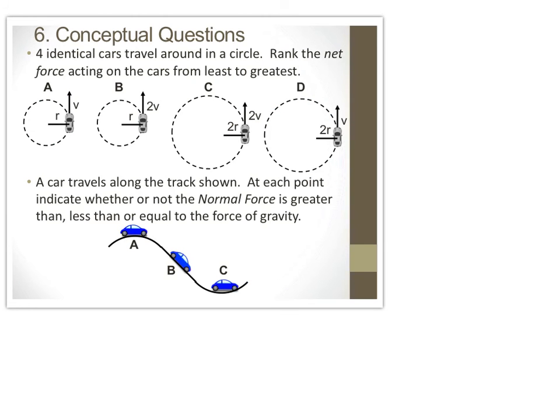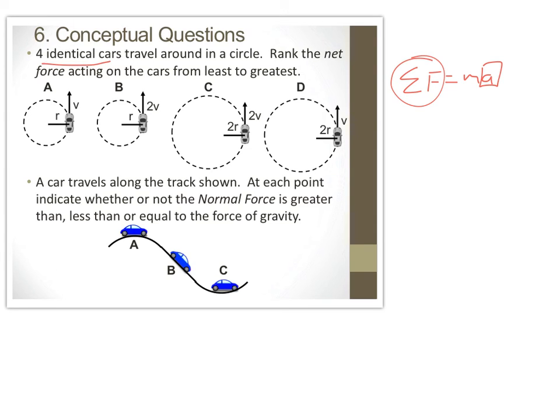All right, moving on to two more conceptual questions here. In the first situation, we have 4 different cars moving at various speeds in circles with various radii, and we want to rank the net force acting on each of the cars. Since the cars are all identical, and thinking about F equals ma, our net force, which is just the sum of the forces, is only going to depend on our acceleration if they all have the same mass, which they will because they are identical cars.